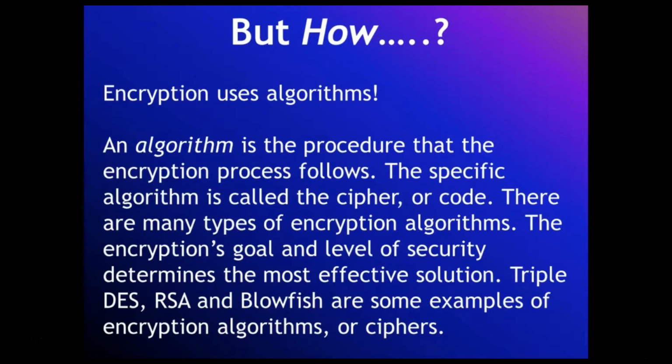Encryption uses algorithms. An algorithm is the procedure that the encryption process follows. The specific algorithm is called the cipher, or code. There are many types of encryption algorithms. The encryption's goal and level of security determines the most effective solution. Triple DES, RSA, and Blowfish are some examples of encryption algorithms or ciphers.